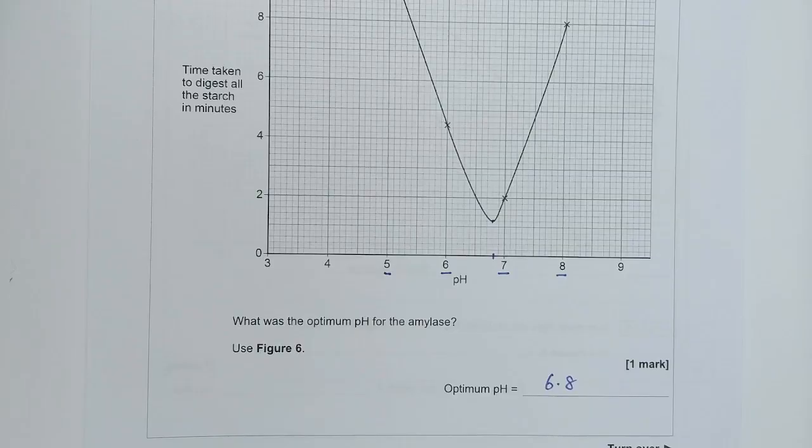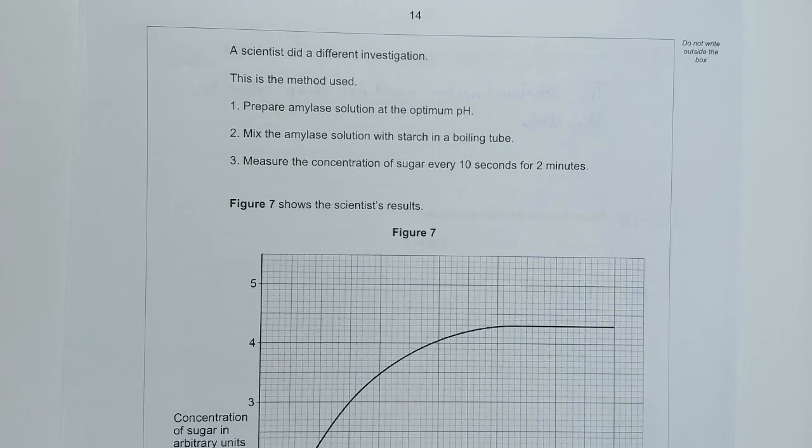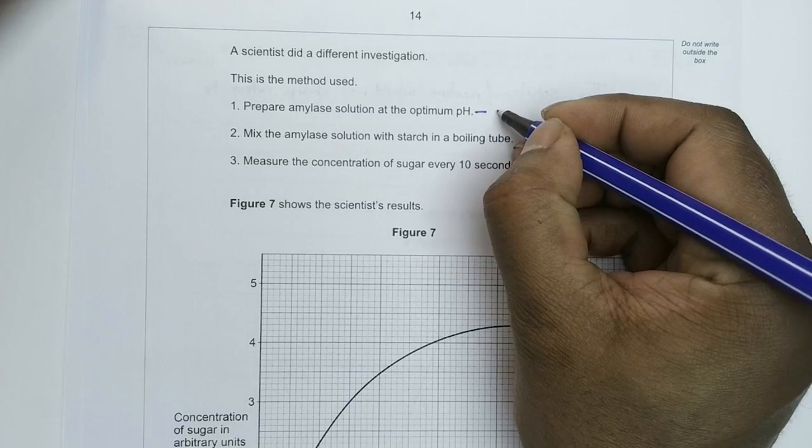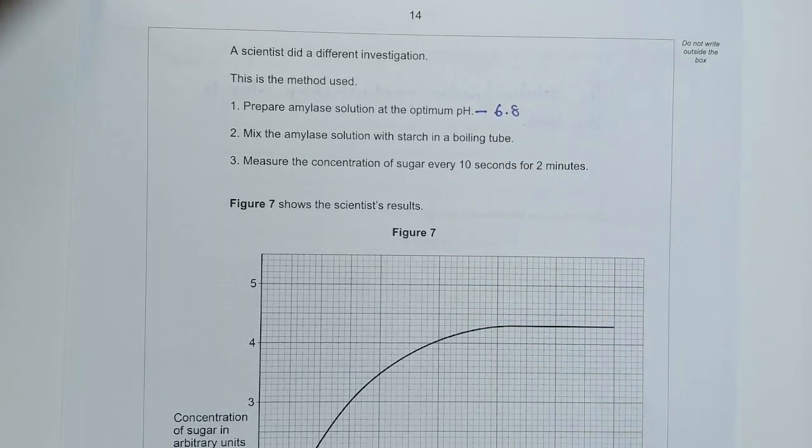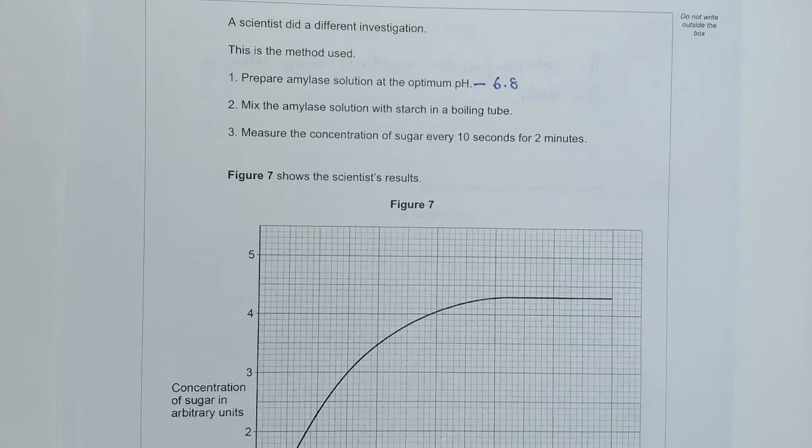Next question. A scientist did a different investigation. This is the method used. Prepare amylase solution at the optimum pH. So he's actually using a pH of 6.8. Mix the amylase solution with starch in a boiling tube. Measure the concentration of sugar every 10 seconds for 2 minutes. Figure 7 shows the scientist's results.